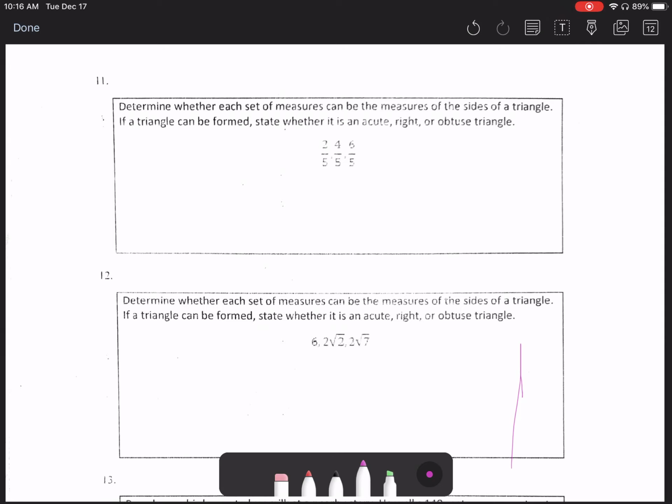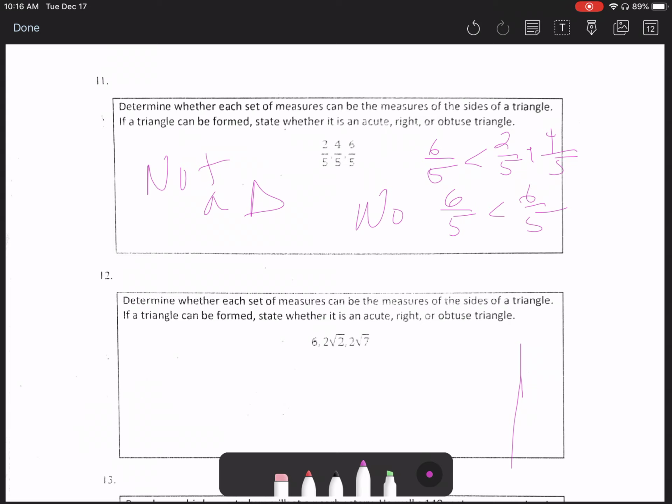Okay, number 11, is it a triangle? Is 6/5 less than 2/5 plus 4/5? Is 6/5 less than 6/5? No, so this is not a triangle. So make sure you look for that first because that can help. Okay, so this one's a little bit tough without a calculator to determine if it's a triangle.